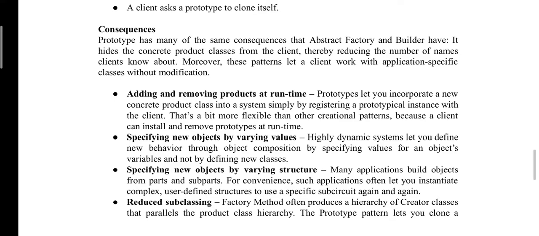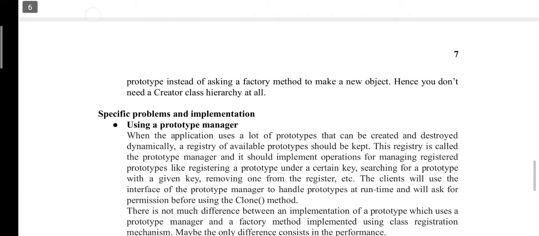Factory method often produces a hierarchy of creator classes. What happens in the factory method? Abstract factory creates the object, whereas the factory method is a class creational design pattern which produces a hierarchy of creator classes parallel to the product class hierarchy. But the prototype pattern lets you clone a prototype instead of asking a factory method to make a new object. Hence, you don't need to create a class hierarchy at all.